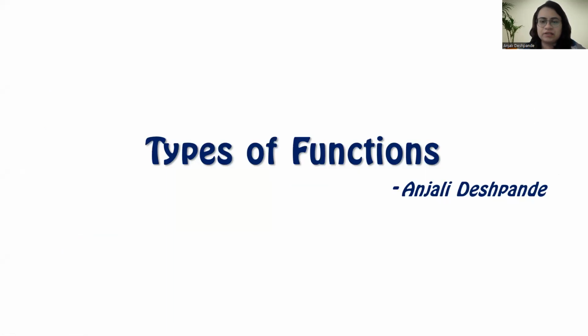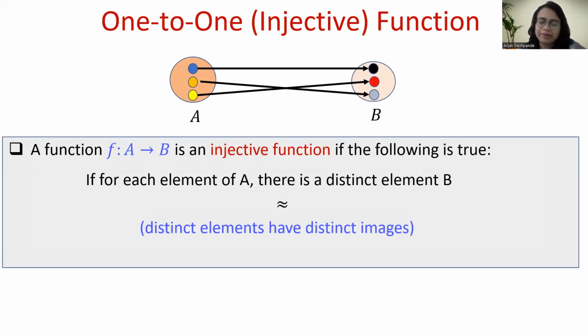Hello, dear students. Now we are going to cover an important topic, that is the types of functions. So now the first type is the one-to-one or injective function. A function from A to B is called an injective function if for each element of A there is a distinct element that is mapped in B. That means distinct elements in the domain have distinct images in the codomain. That is a one-to-one or injective function.